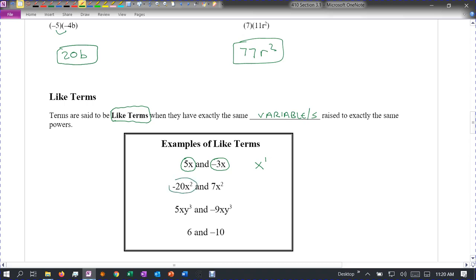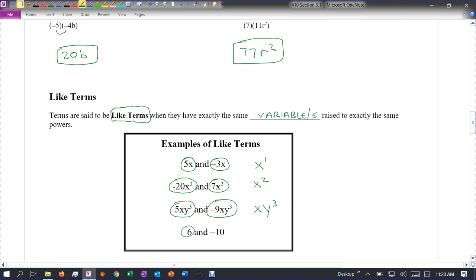These two are like terms. We're kind of ignoring the numbers, the coefficients. We're just looking at the variables. They both have x squared. So those are going to be like terms. Here and here, we ignore the coefficients, and we just look at the variables. They both have x, they both have y cubed. Therefore, they are called like terms.